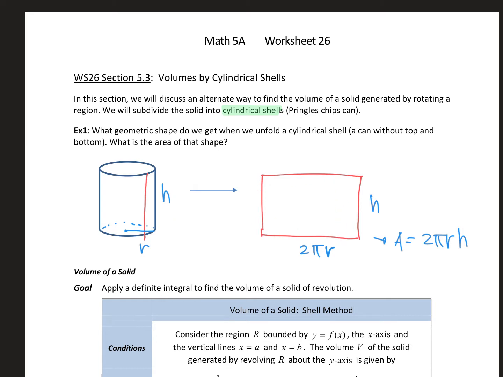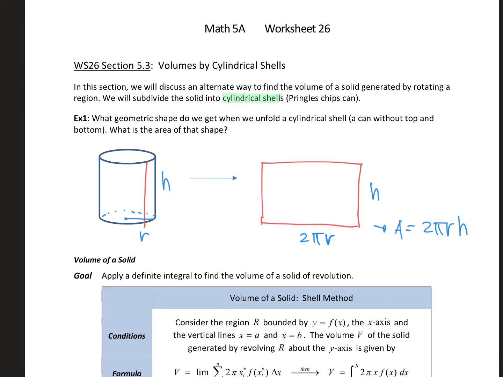We're going to split our solid into these shells, and then we'll look at the area of the shells and integrate that to get the volume. So instead of looking at the cross section, which becomes a circle, when you look at a cylinder, it becomes a rectangle when you unfold it. So the area of this is going to be 2 pi r times h, so I'm going to have to remember that.